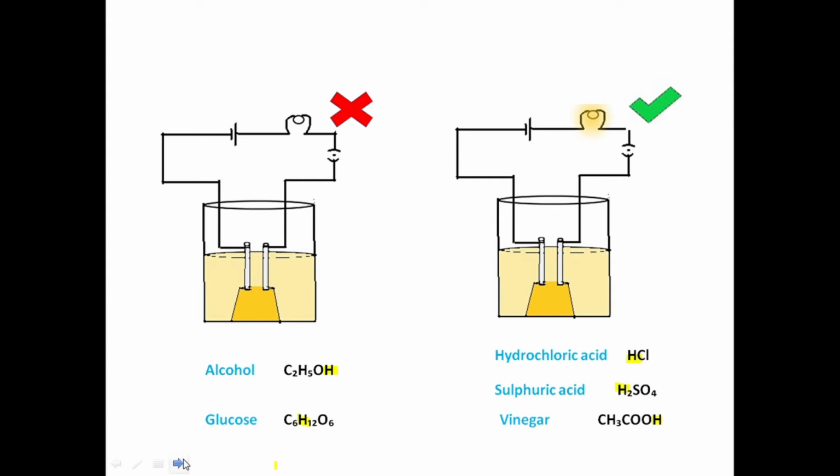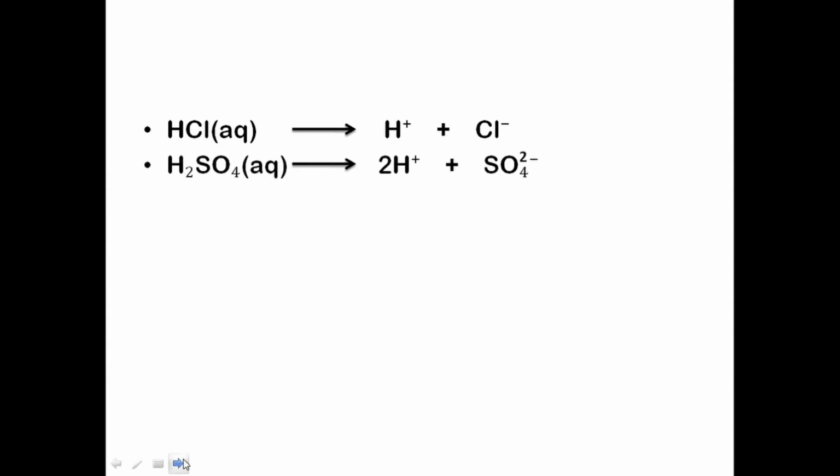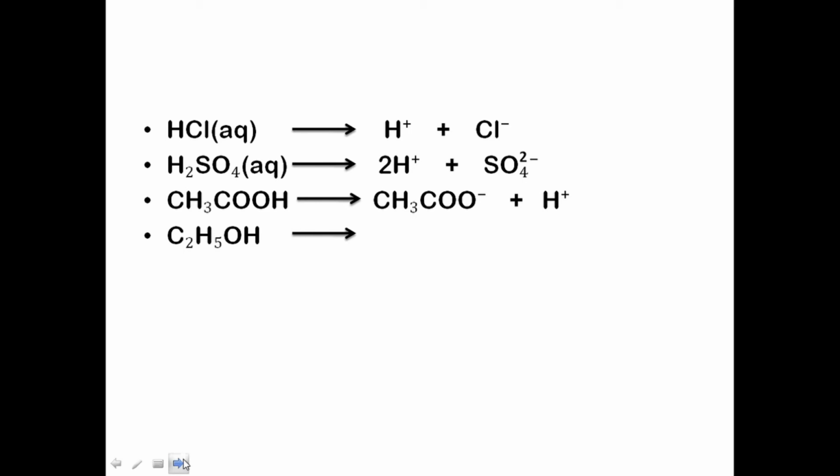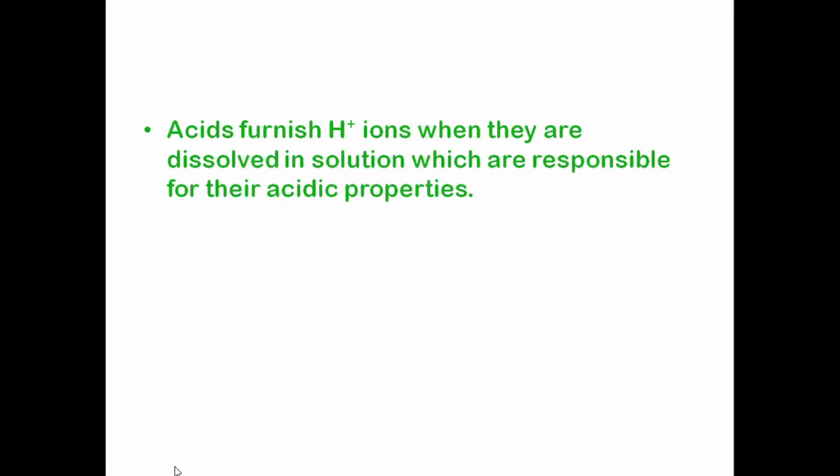The dissociation of a few acids in the aqueous solution to give H+ ion along with the corresponding negative ion is shown. You can see hydrochloric acid dissociating into H+ and chloride ion, sulfuric acid dissociating into H+ and sulfate ion. Acetic acid, that is vinegar, dissociates into acetate ion and hydrogen ion. And alcohol doesn't dissociate. Similarly, glucose doesn't dissociate. From these observations, we can conclude that acids furnish H+ ions when they are dissolved in solution, which are responsible for their acidic properties.